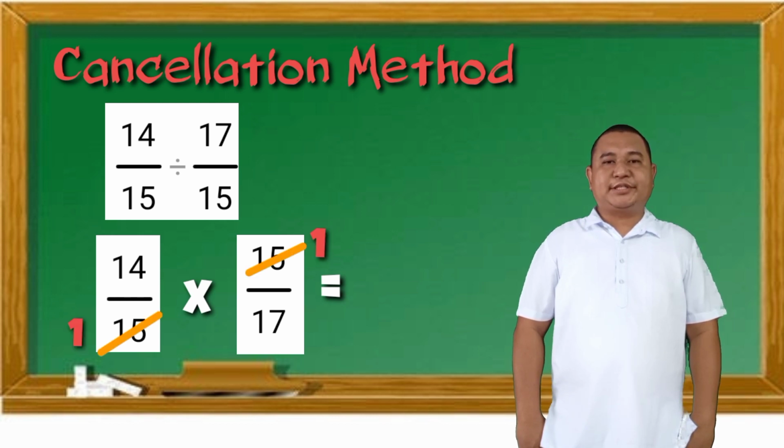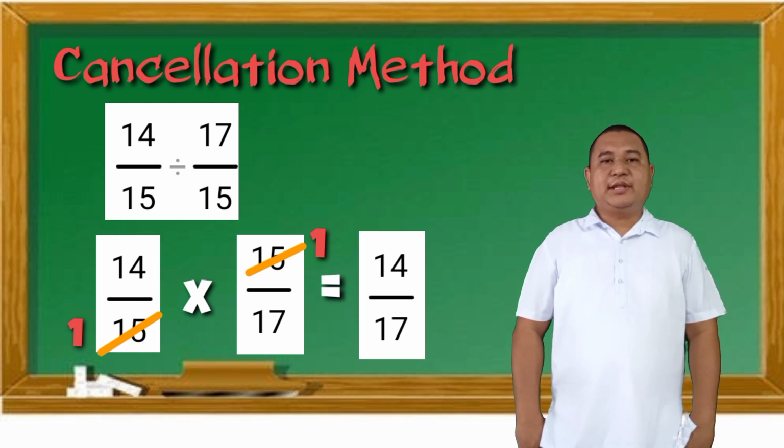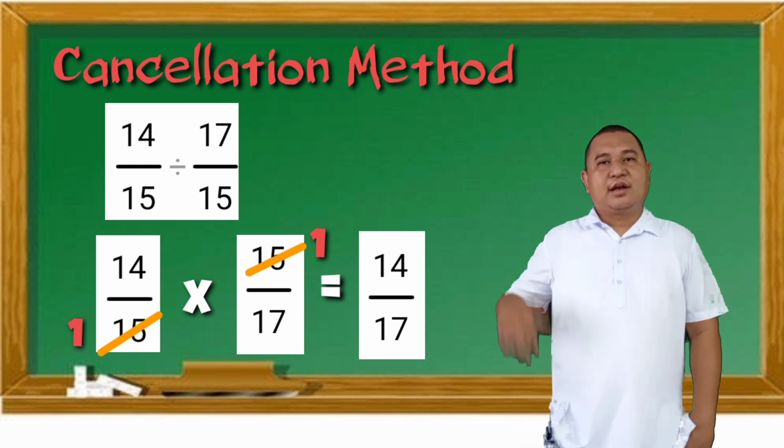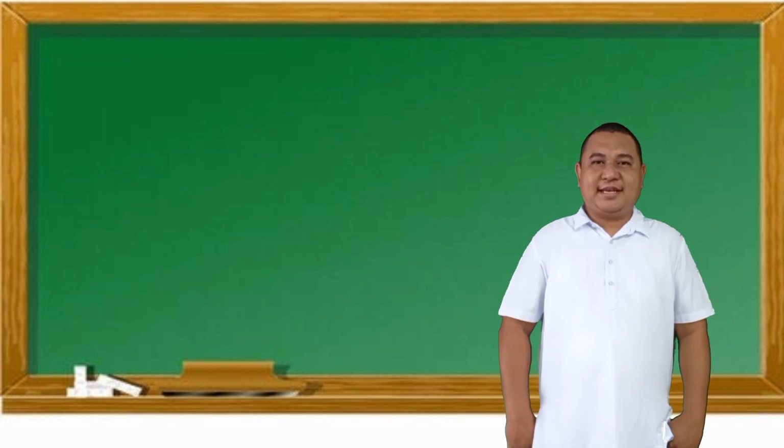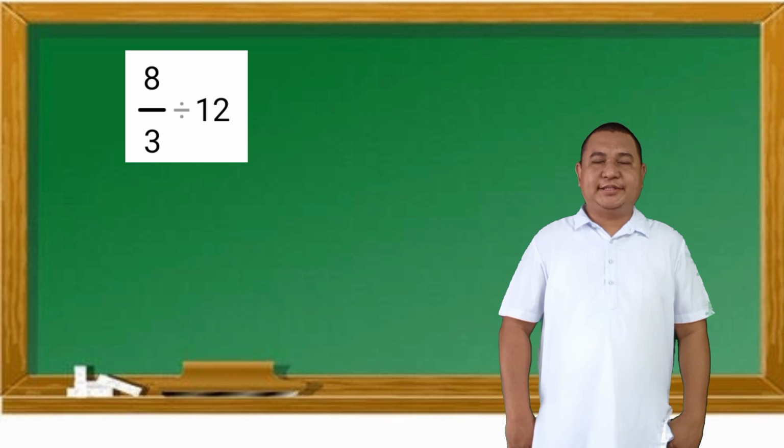Since 15 is in both numerator and the denominator, we can use the cancellation method. Multiply the numerators 14 and 1. The product is 14. Multiply the denominators 17 and 1. The product is 17. The final answer is correct, 14/17. Next example, 8/3 divided by 12.